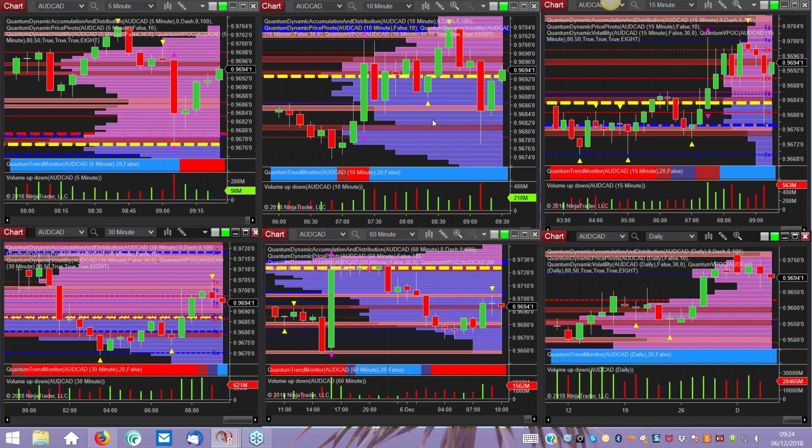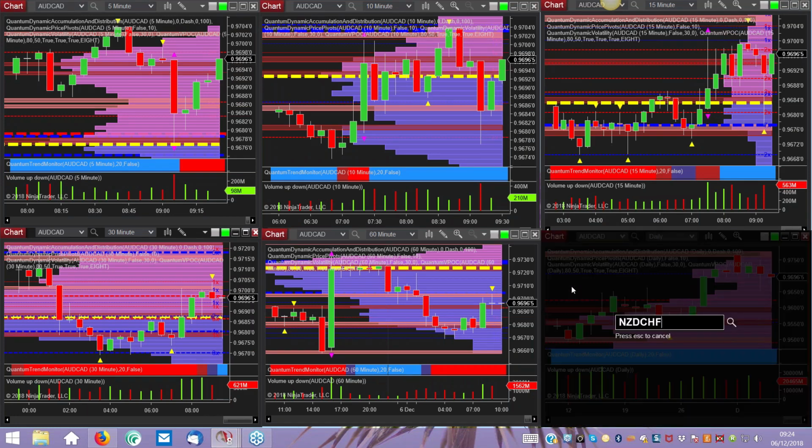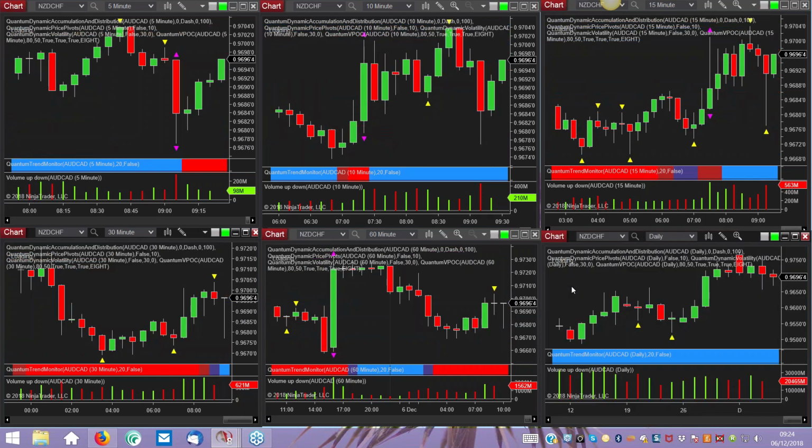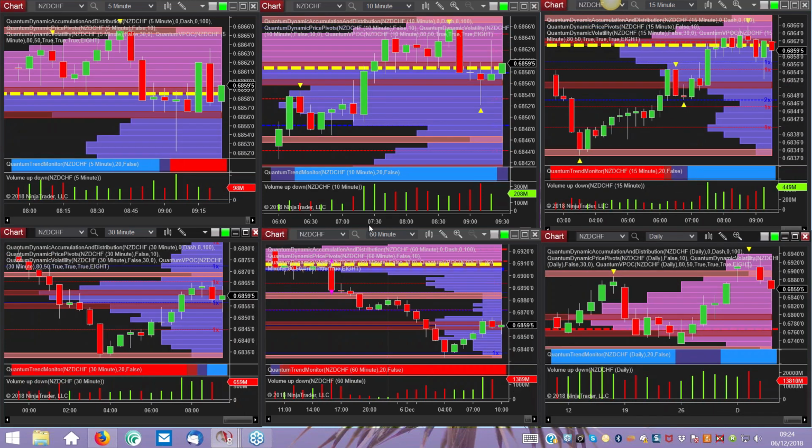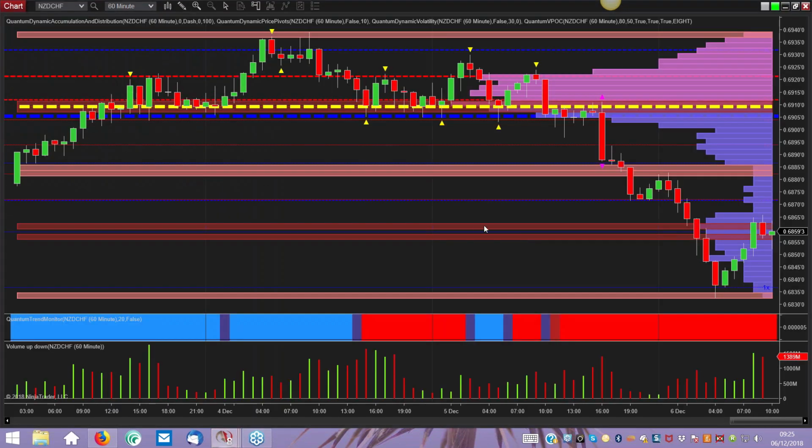Let's just go over to the New Zealand Swiss, which was another one. And I've got all these linked, which is just a really nice feature on NinjaTrader. You've got instrument link, and you've also got interval link, so you can link them by time, or you can link them by instrument. I've just got them linked by instrument, so you just type in whatever pair or market you're trading, and it just changes them all instantly. I'll just flick this up.